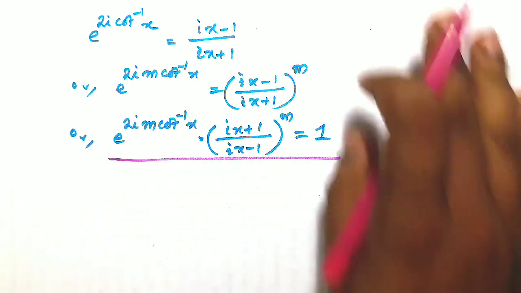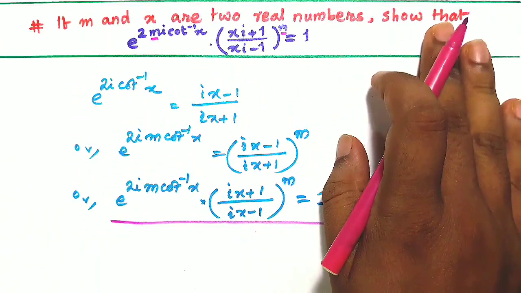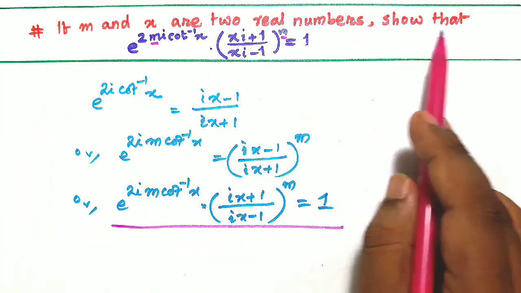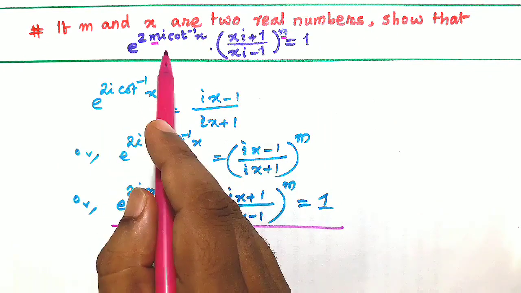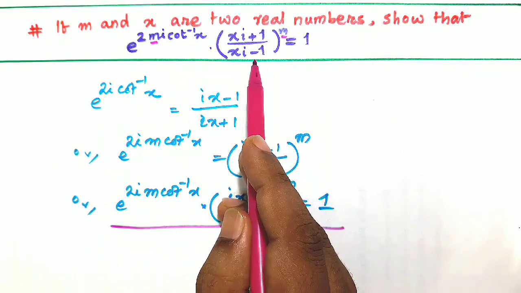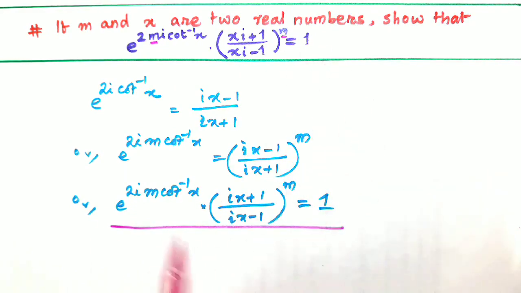This is the proof. You see, in your question it was, if m and x are two real numbers, show that e to the power 2mi cot inverse x into xi plus 1 upon xi minus 1 whole power m is equal to 1.